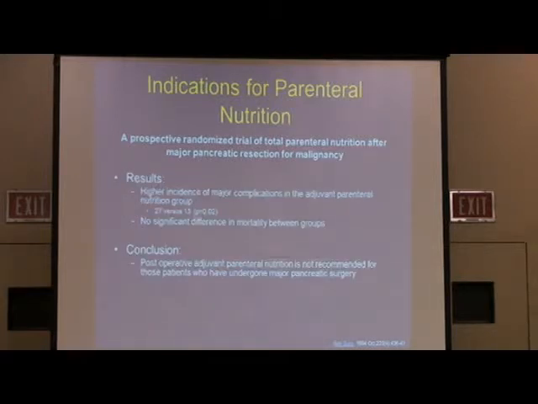So the results from this study were that there was a higher incidence of major complications in the adjuvant parenteral nutrition group, but there was no significant mortality difference between the two groups. So in conclusion, post-op adjuvant parenteral nutrition is really not recommended for those patients undergoing major pancreatic surgery.